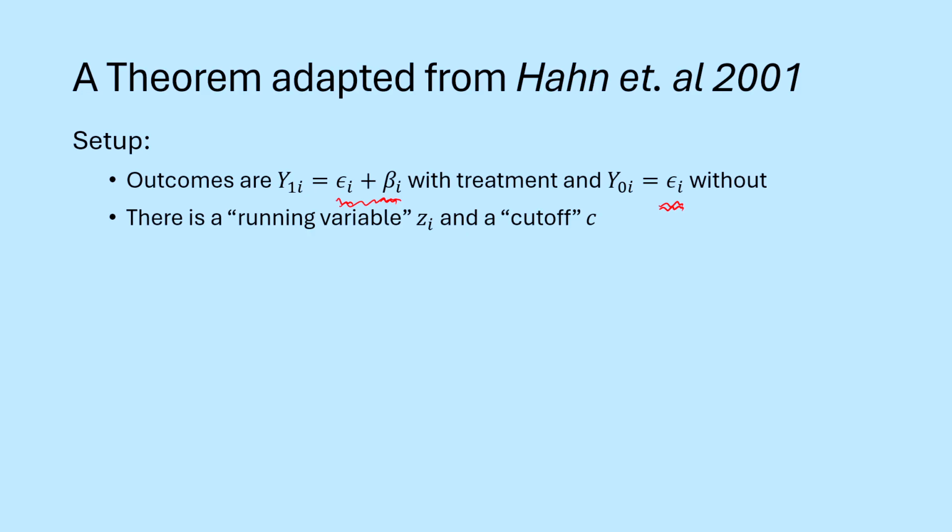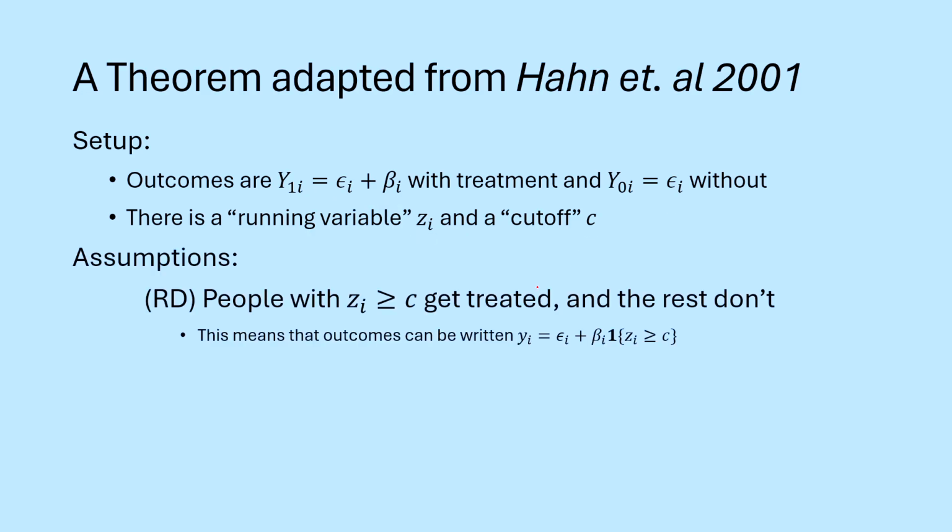In order to have a regression discontinuity problem, you need to have some sort of a running variable z. That's what's going to go along the x-axis. And you need some cutoff c. And the core assumption of a regression discontinuity design is that you have a cutoff at that c. So people with a running variable greater than or equal to c get treated, and the rest of people do not. And that can allow you to rewrite the outcomes in a simpler way if you'd like, and we'll return to this indicator function a little bit later.